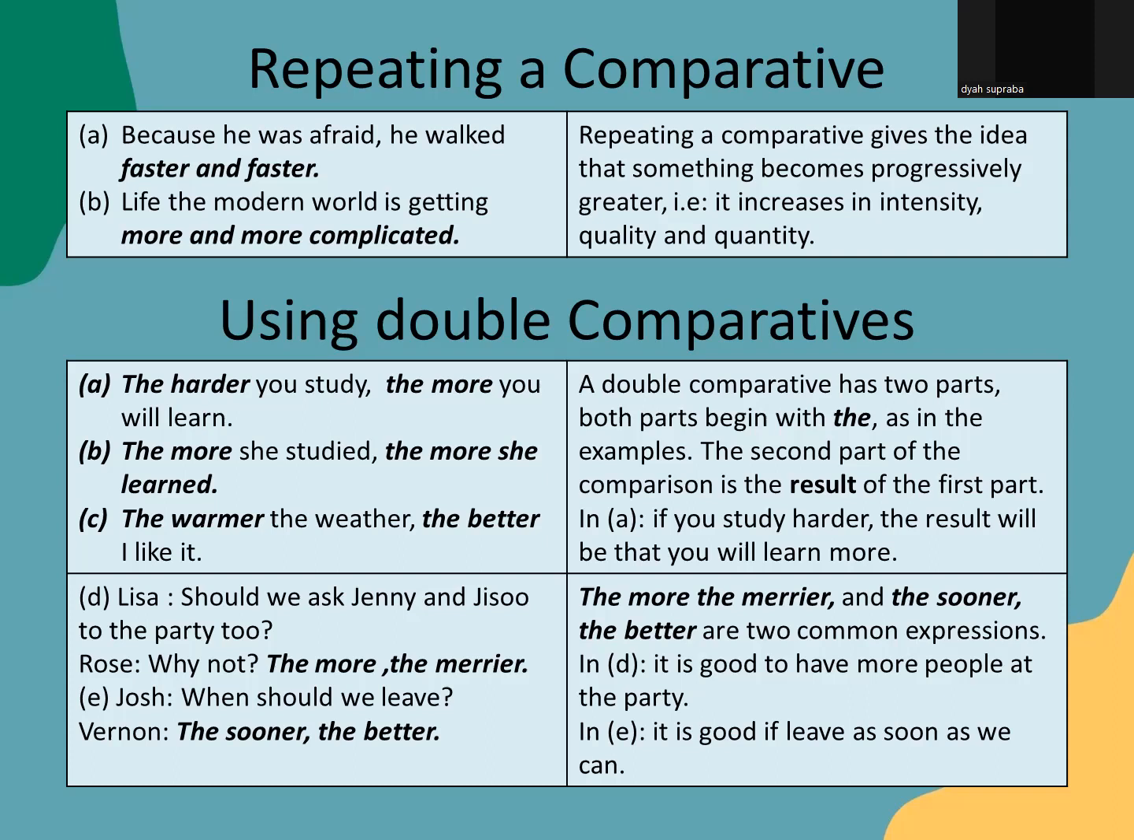And many expressions in English use a double comparative. A double comparative has two parts. Both parts begin with the, as in the examples. The harder you study, the more you will learn. Jadi dua-duanya dengan the. The harder you study, the more you will learn. Jadi ini sebetulnya comparatives yang menunjukkan sebab akibat ya. The second part of the comparison is the result of the first part. In A, for example, the harder you study, the more you will learn. In A, if you study harder, the result will be that you will learn more.